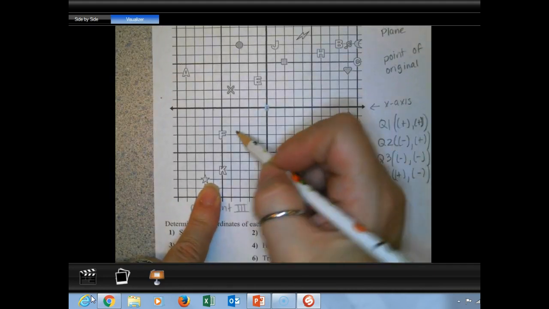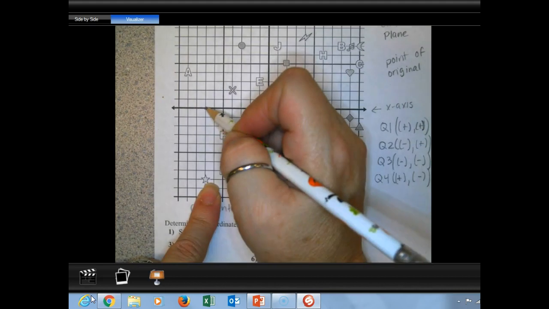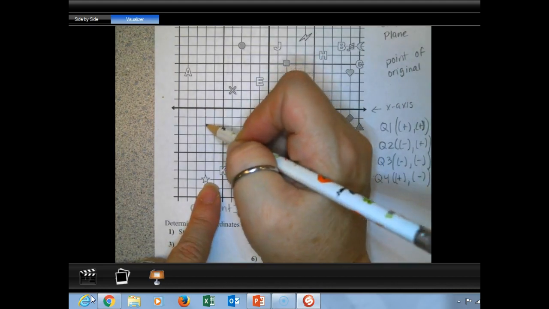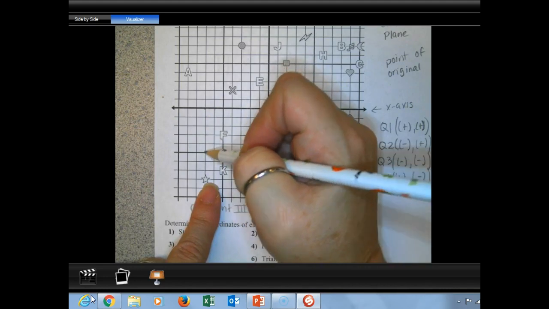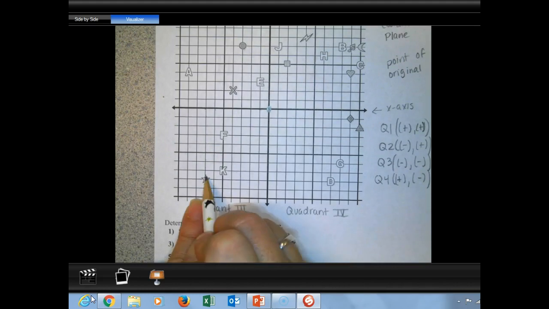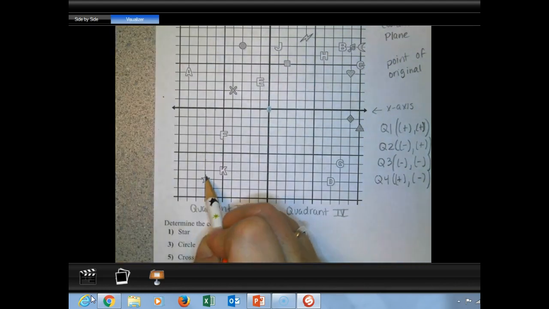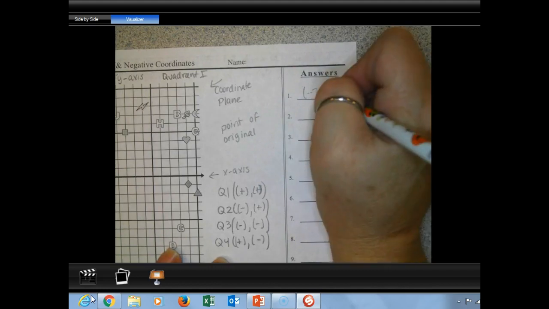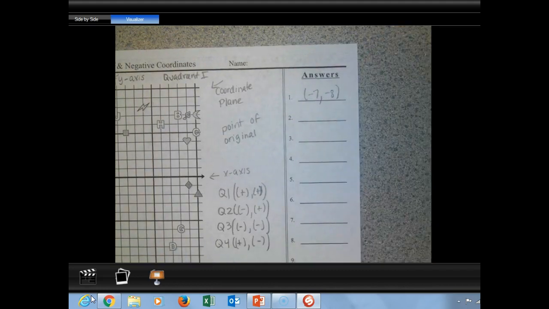Let's go back to up here, negative 7. Now I need to go down. Again, it's negative. 1, 2, 3, 4, 5, 6, 7, 8. So my y, because my y tells me up and down, is going to be a negative 8. Good?